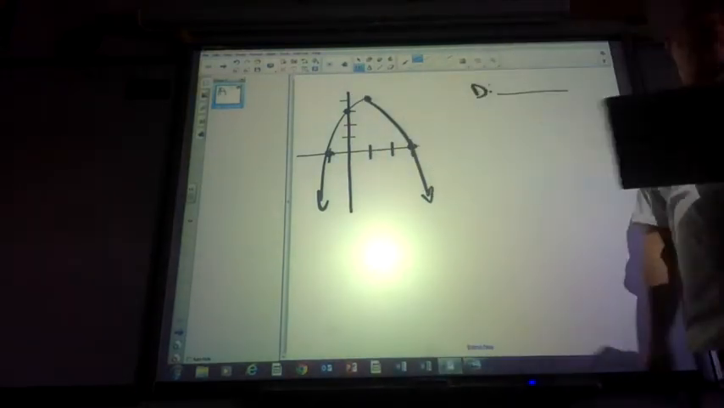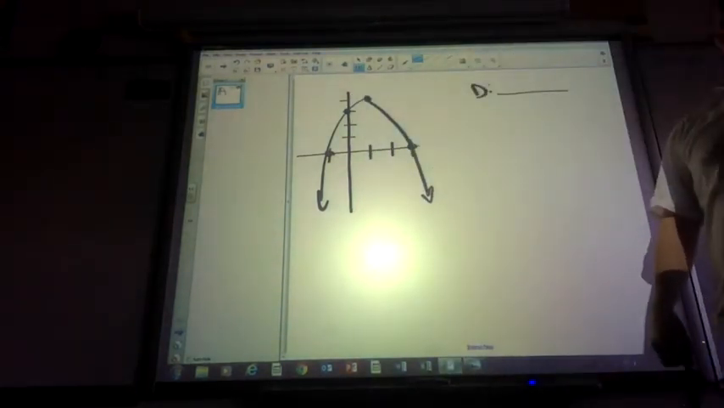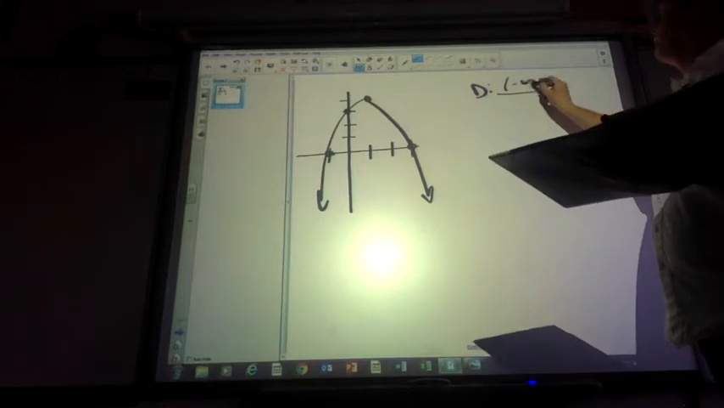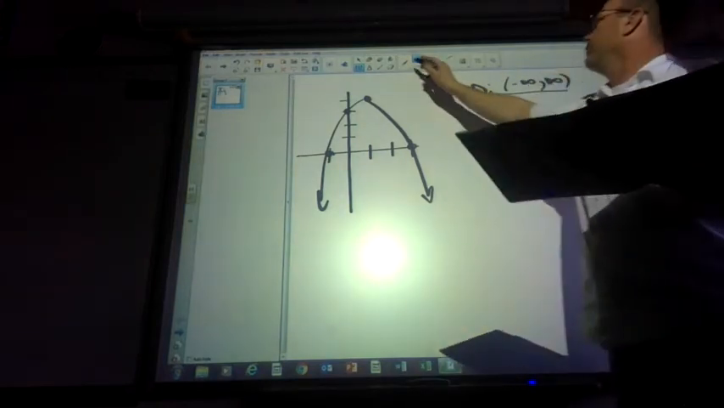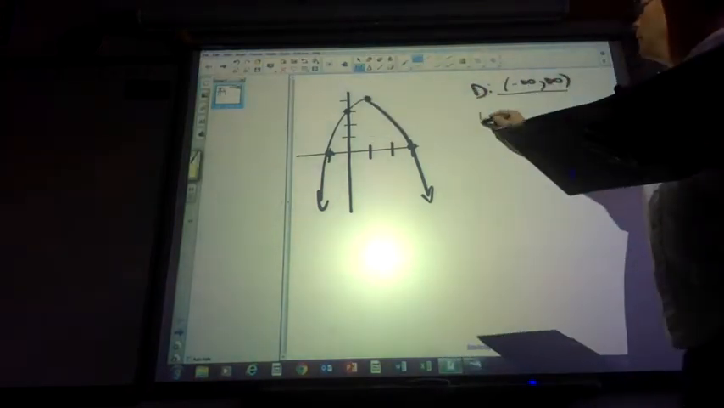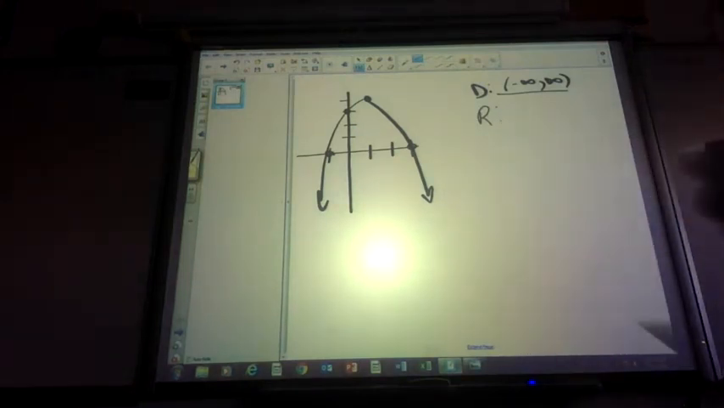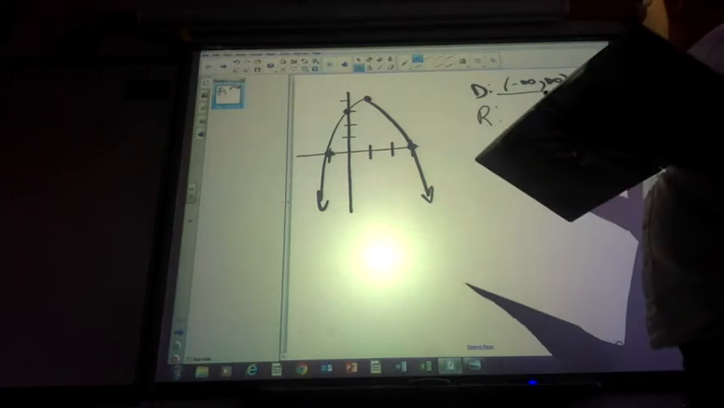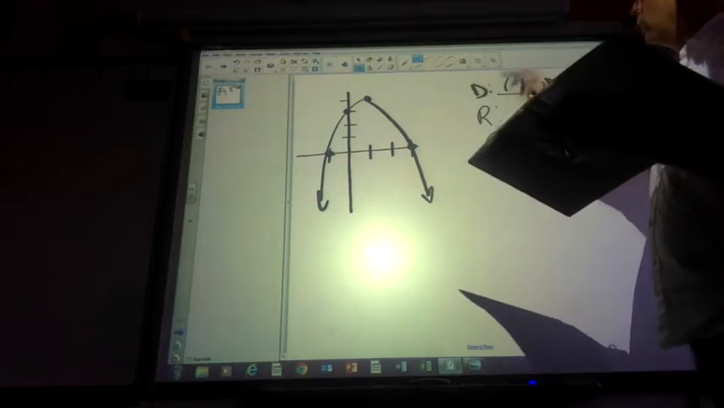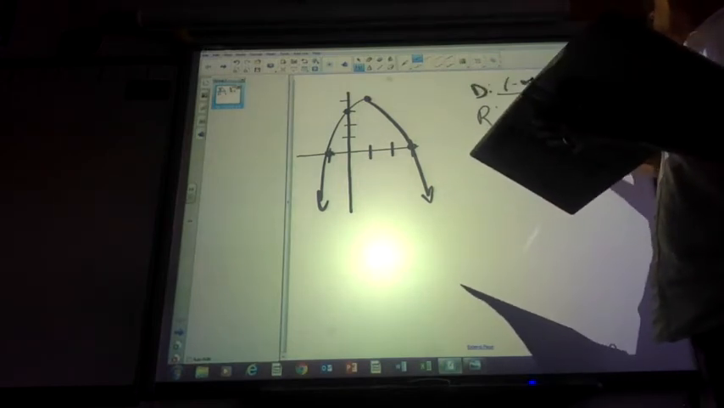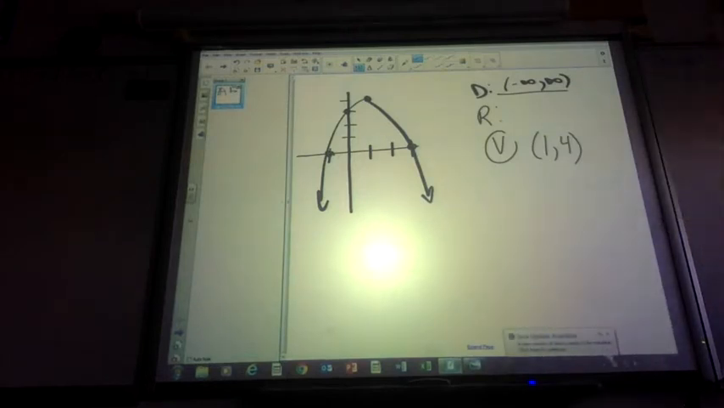What's the domain? Domain of all of them has got to be negative to positive infinity. Is that okay? The range. Now, the range is where people sometimes start getting hung up. But before I get to the range, let's talk about what the vertex is. Looks like the vertex is 1, 4. Is that all right?